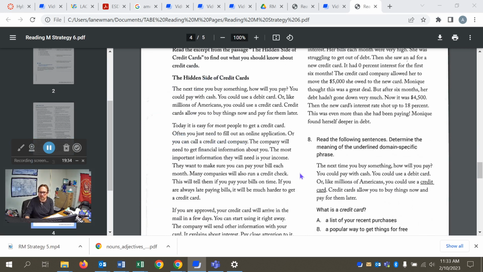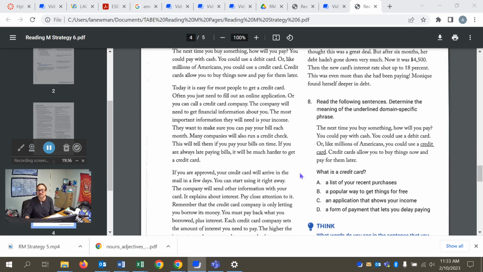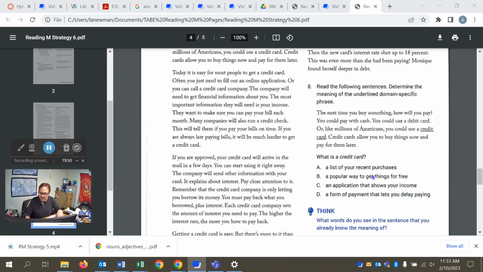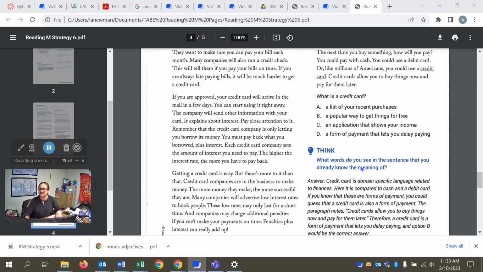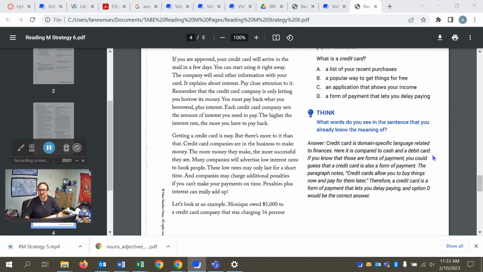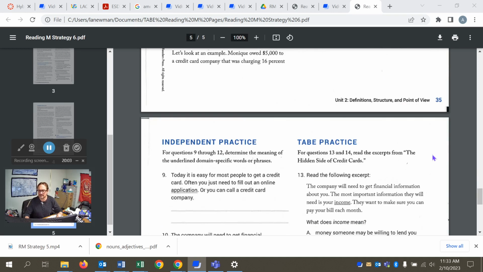All right, and then we went into the passage, the informational passage about credit cards. The point of this passage was to get you used to working with domain-specific language. Question 8 says, what is a credit card? Which is a question about domain-specific language. It's D, a form of payment that lets you delay paying. Hopefully no one answered B, a popular way to get things for free, because I hate to be the bearer of bad news, but you still got to pay for those things.